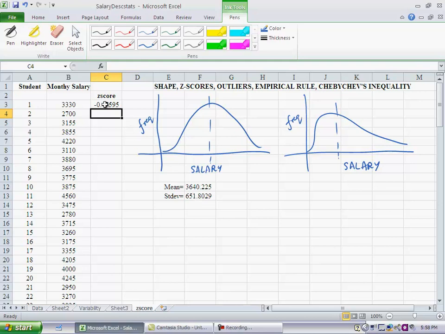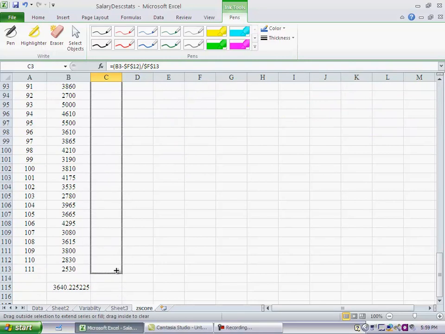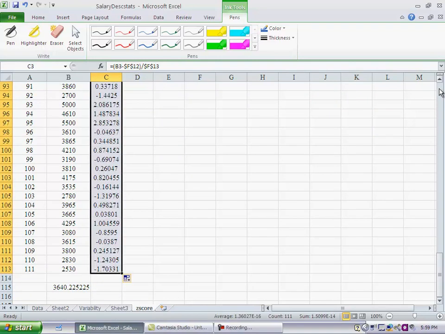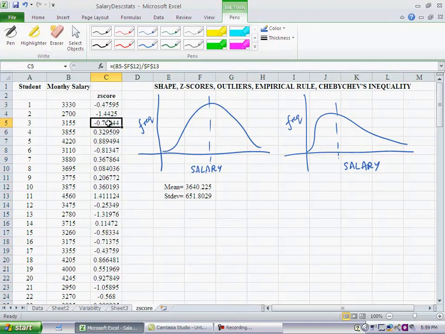So before I copy this formula down to the other values, let me make the addresses absolute here for these couple of addresses. Okay, so now I will copy this formula across to all 111 values. And now I can see how far each value is away from the mean in relative terms.